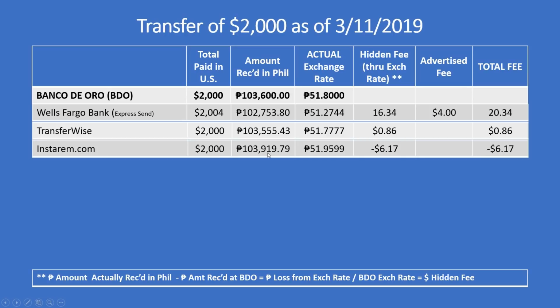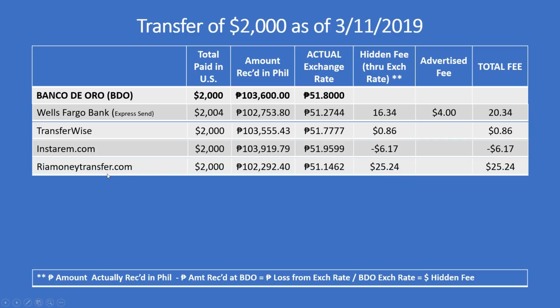$2,000 will give you $103,919. Now, look at this. This is even higher than what you will get if you brought your money and physically deposited it at BDO. Your exchange rate will be 51.9599. So even BDO will have their own hidden fee, but it doesn't matter. You just want to compare one from the other to determine who you're going to use. In this case, they're giving you an additional $6 worth of money.